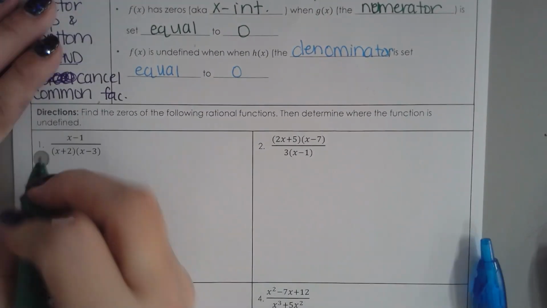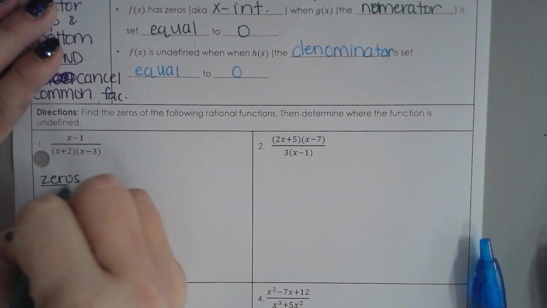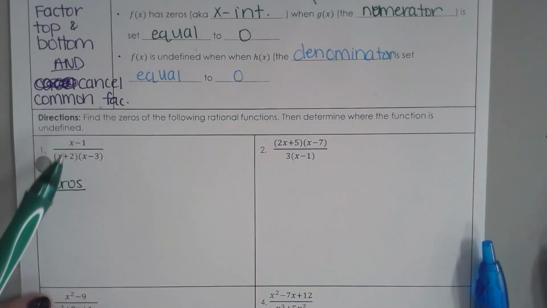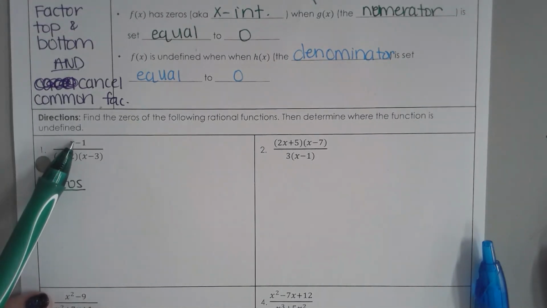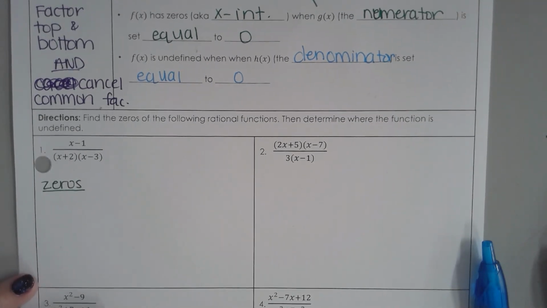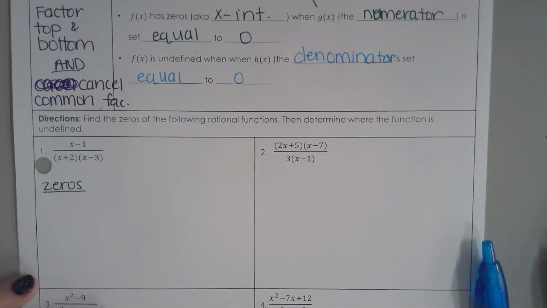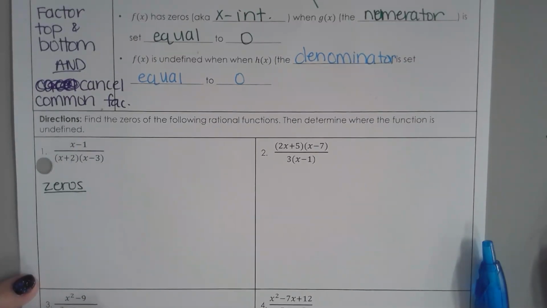So let's go to an example. The x-intercepts, or I'm going to use the word zeros. First of all, everything is factored. We have an x minus 1, an x plus 2, and an x minus 3. There's nothing else I could do to factor those. Are there any common factors that I can cancel out? There's not. I have an x minus 1 in the top. I do not have an x minus 1 in the bottom. So nothing else to cancel out.